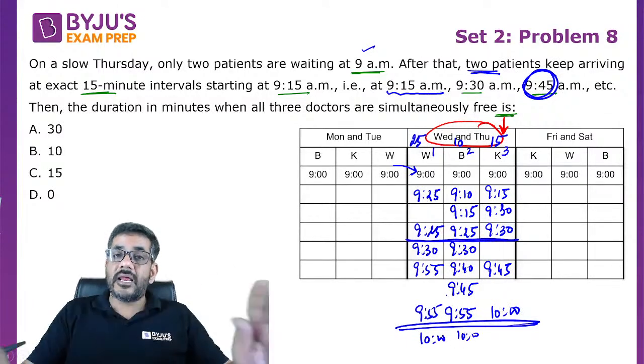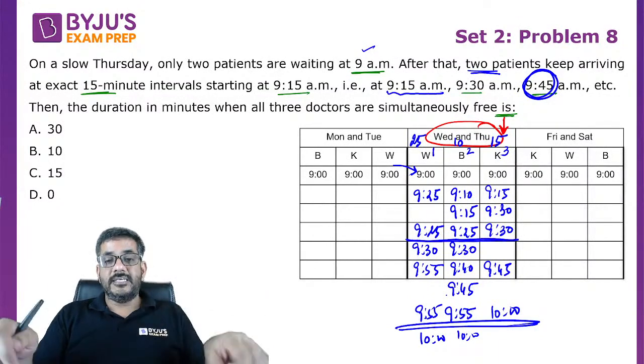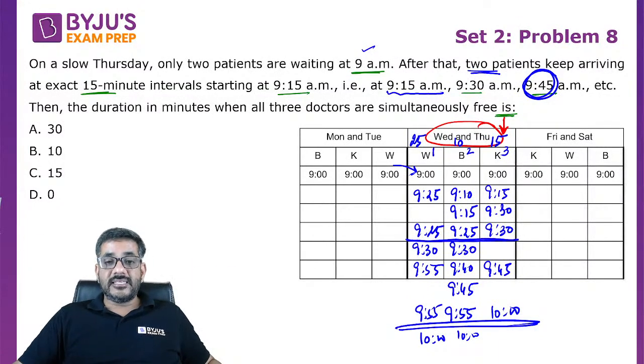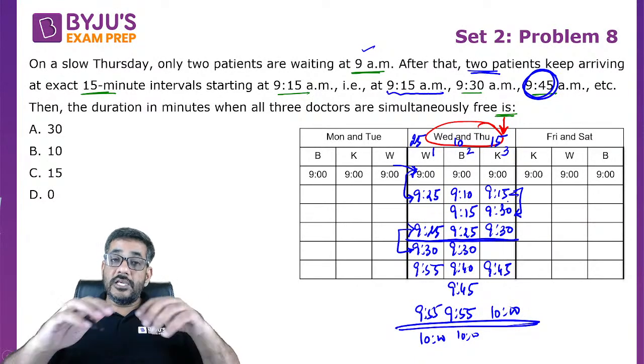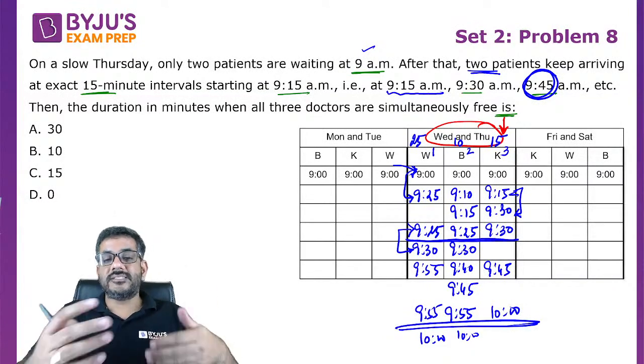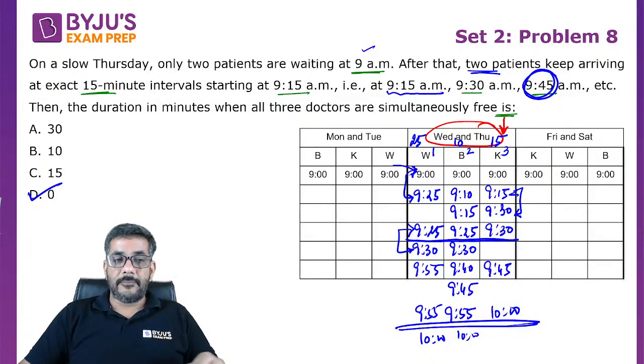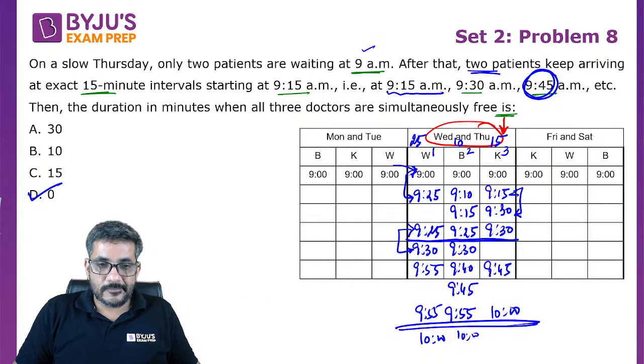So it never happens that all three doctors are free. ये तो कभी हो ही नहीं रहा. 9 से 9:25, this was working. When this was free, from 9:25 to 9:30, this doctor was working. So तीनों free हो ऐसा तो time ही नहीं आ रहा. And after every half an hour, the situation starts repeating. So therefore, there is zero time for which all three are free. That has never happened. The answer is 0 for this set.